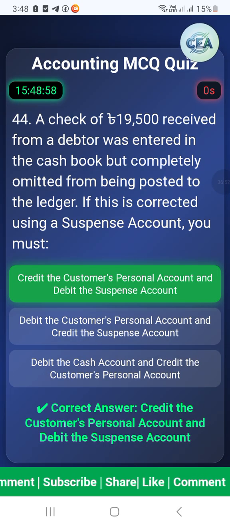Correct answer is credit the customer's personal account and debit the suspense account.